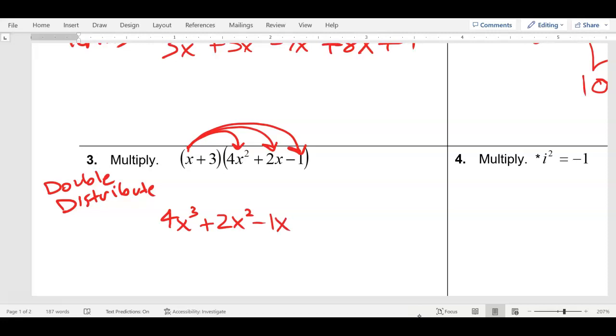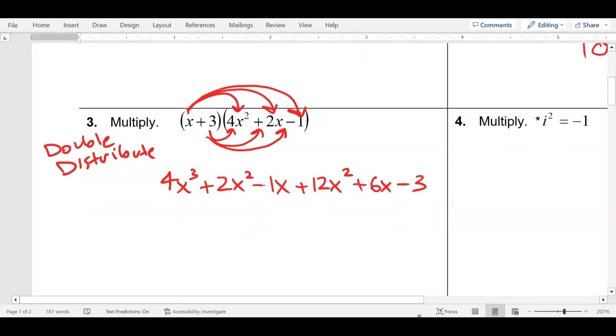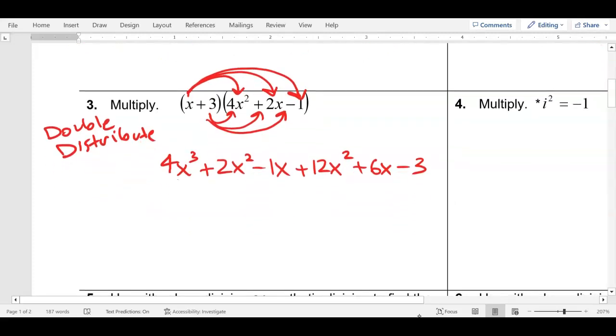Now we're going to do the same thing with the 3. 3 times this, 3 times this, 3 times this. So 3 times 4x squared is 12x squared. 3 times 2x is 6x. 3 times negative 1 is negative 3 or minus 3. Okay. So I got to distribute each term to every term, and then I'm going to combine like terms.